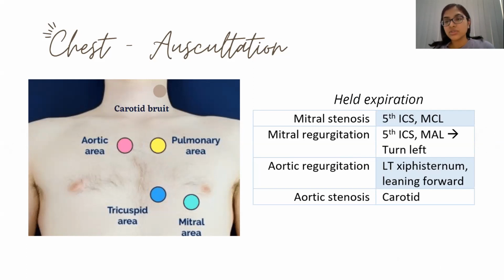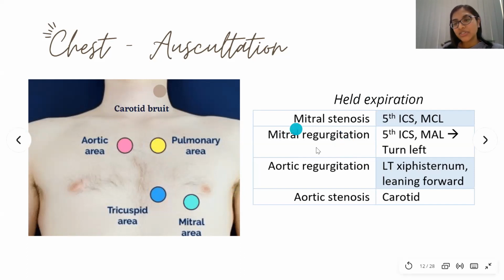So for mitral stenosis, you remain in the fifth intercostal space, mid-clavicular line, and ask the patient to hold their breath in expiration. A tip that I was given when I was learning this is when you ask the patient to hold their breath, make sure you hold your breath as well, so you don't forget to tell them to breathe normally, because that can sometimes happen. It's good if you just remember to remind them to breathe normally.